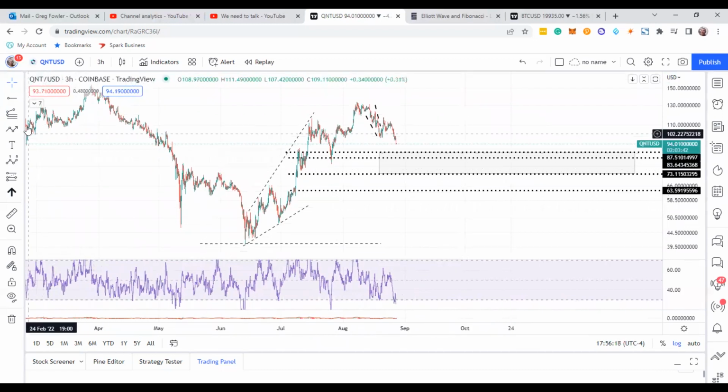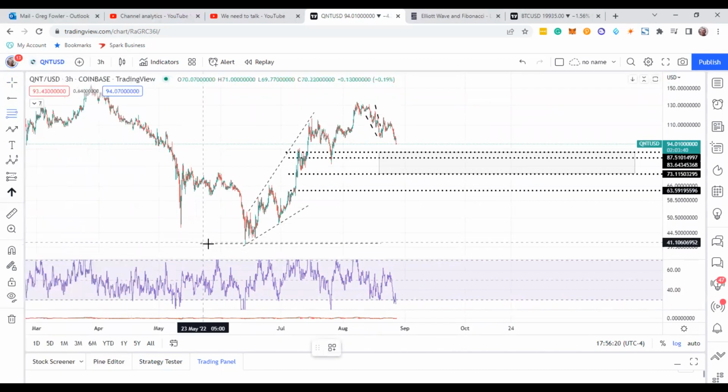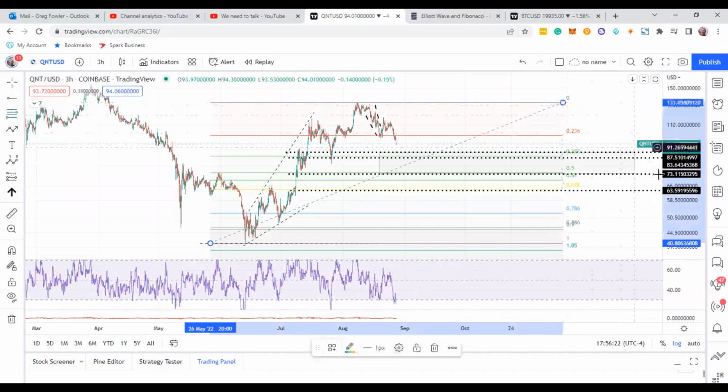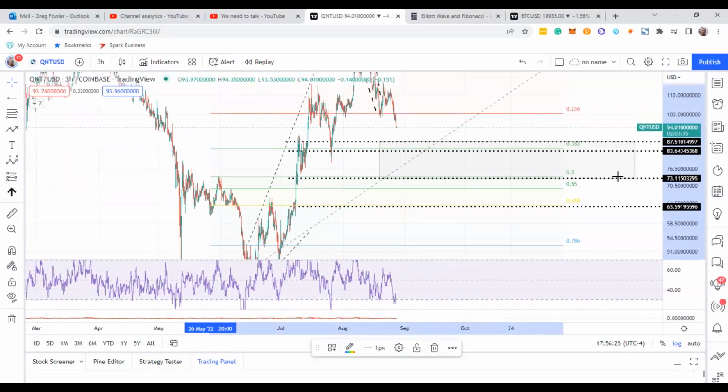And let's take a look at what kind of retrace that would be. So for the whole wave, okay, here's 50%, which is 72. Take it off log.